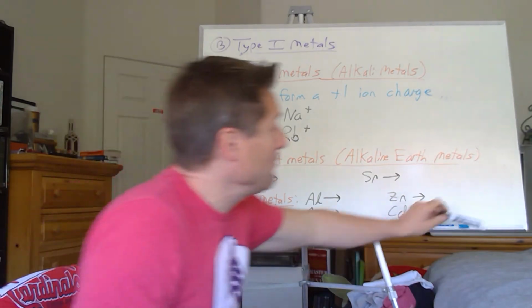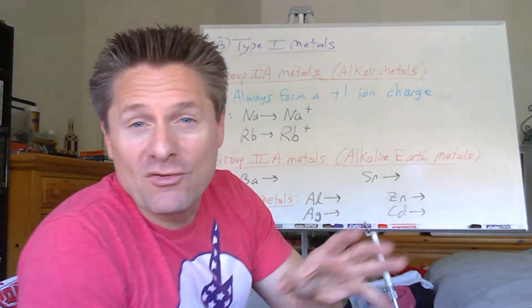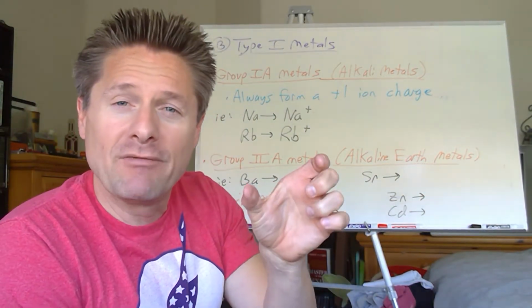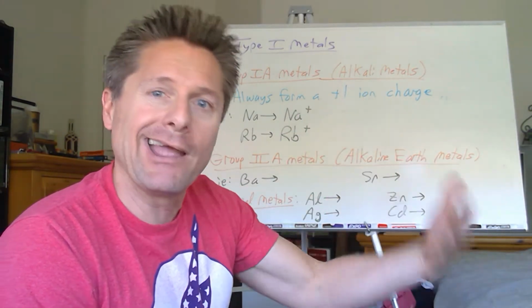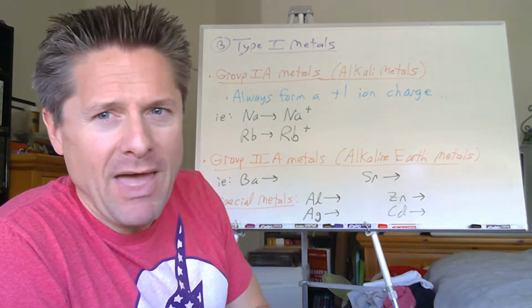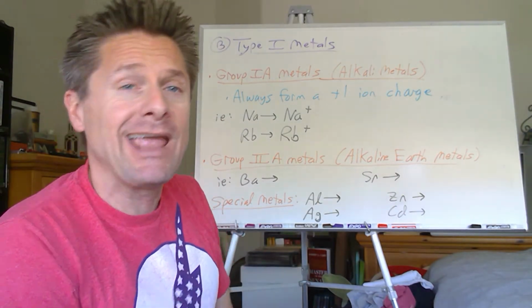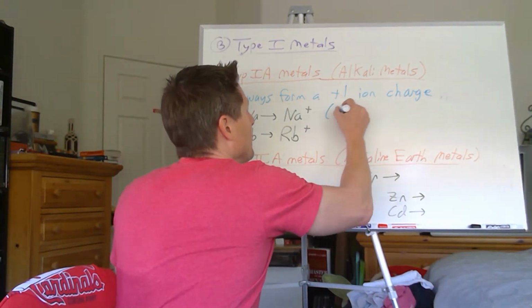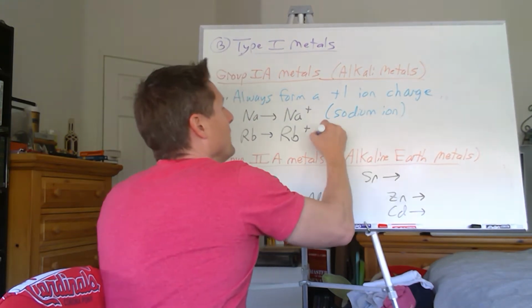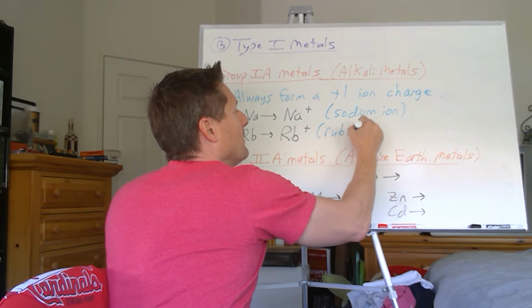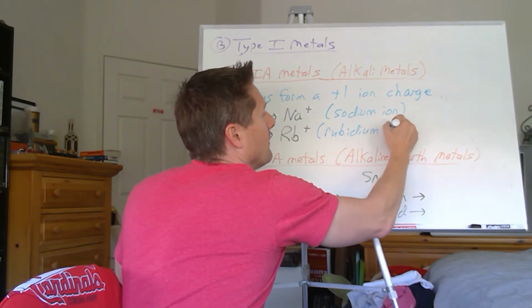Now, when we name these, with anions, you took the root of the element and added the -ide suffix. So chloride ion, fluoride ion, bromide ion. We don't do that with metals, which causes some confusion. You just retain the original name. So this would be the sodium ion, and this would be the rubidium ion.